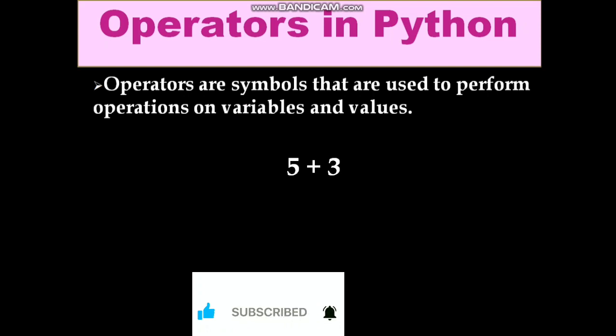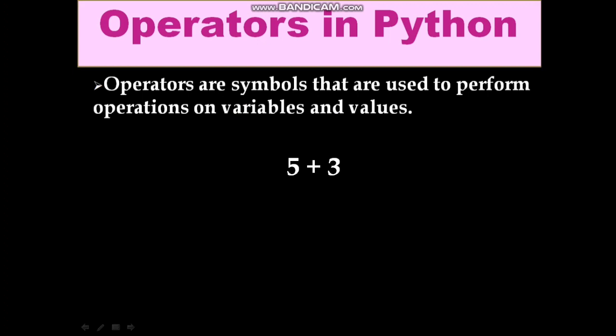Consider this expression. Here we have 5 plus 3. In this expression we have used the plus operator. Here we are adding two numbers 5 and 3 using this plus sign. So plus is the operator and 5 and 3 are called the literals or constants or values, whatever you can say. Right? So what are operators? These are special symbols that we use to perform some operations on these values or variables.